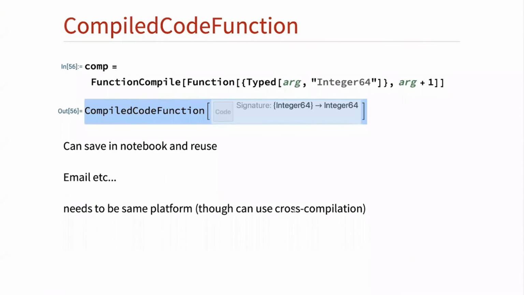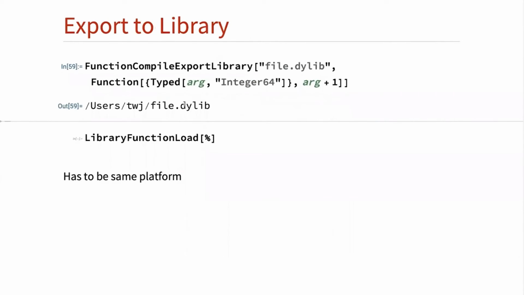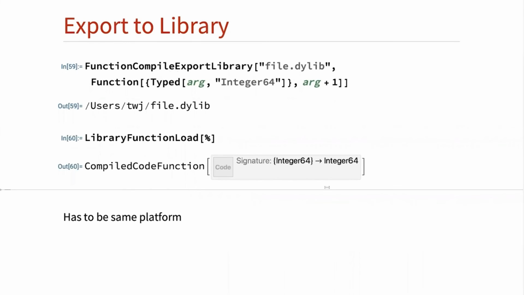It needs to be on the same platform, but you can also use the cross compilation feature, and then it'll work on different platforms. I can also export the function into a library. Instead of just compiling the function, I compile it and then export it to a library, and then I can load this library anytime and get back the compiled code function. This has to be on the same platform.